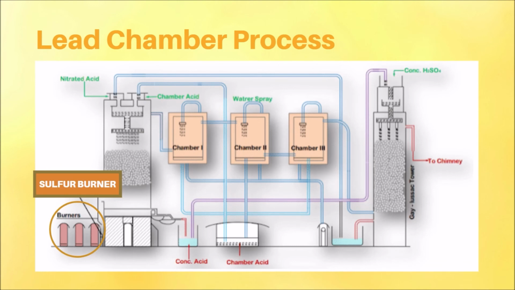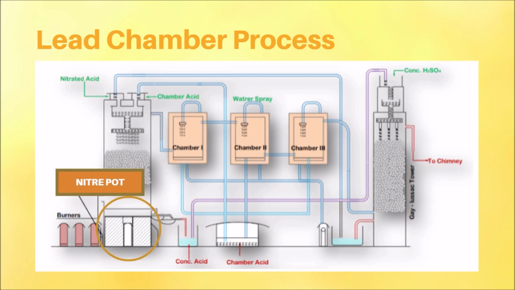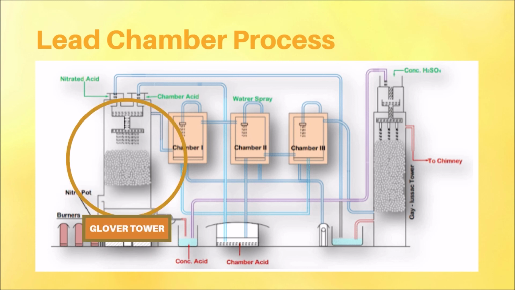First is the pyrite burner or sulfur burner. It is a furnace in which sulfur or iron pyrite are burned in the presence of air to get sulfur dioxide. Next is the niter pot. Mixture of sulfur dioxide and air obtained from the dust chamber is passed in the niter pots. The Glover Tower is 30 feet in height and 8 feet in diameter. Mixture of sulfur dioxide, air, and oxides of nitrogen obtained from niter pots are passed in Glover Tower.